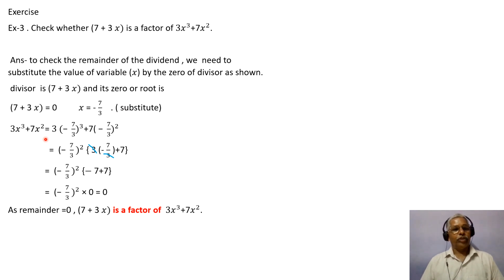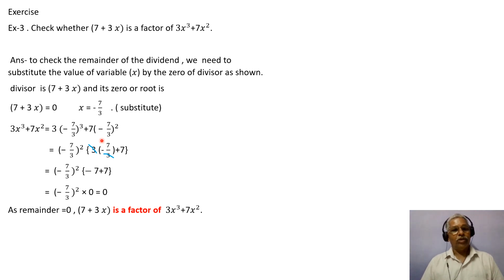Now substitute. This is copied down. So 3 into, check it very carefully, minus 7 upon 3 whole cube plus 7 into minus 7 upon 3 whole square. Now take this minus 7 upon 3 whole square common. What we are left with here is 3 into minus 7 upon 3, with minus sign, and plus 7. Now 3 goes, so minus 7 plus 7. So minus 7 upon 3 square into the other bracket, which is minus 7 plus 7, that is 0. So the whole thing becomes 0.